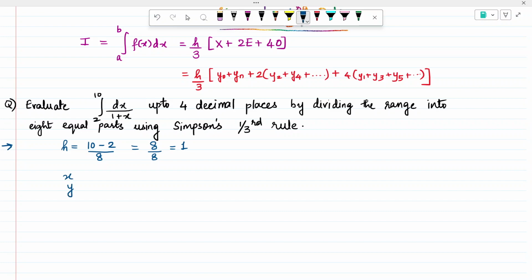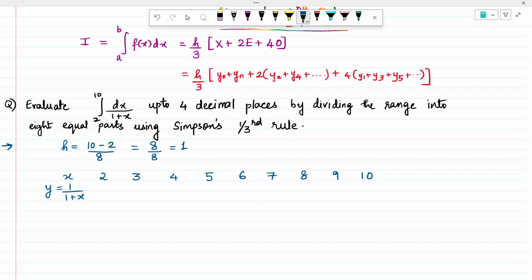Your x will begin from 2, and y is equal to 1 upon 1 plus x, which is what we need to calculate. So x is 2, 3, 4, 5, 6, 7, 8, 9 and 10. Did everyone understand the calculation of x? X is not given in the question. We have calculated it ourselves. Did you understand how I got the value of x?